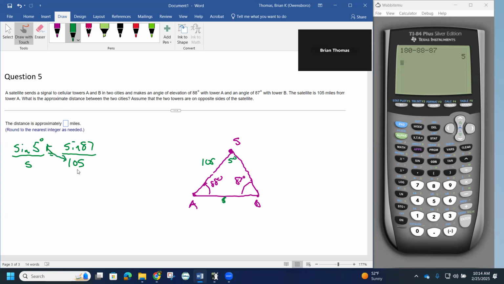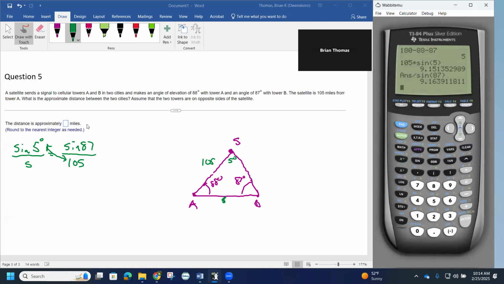So 105, if we multiply that by the sine of 5 degrees, again, my mode is already in degree mode, so it knows that's degrees. Get that answer. And then if I divide that by the sine of 87 degrees, that'll tell me how far apart the two towns are.